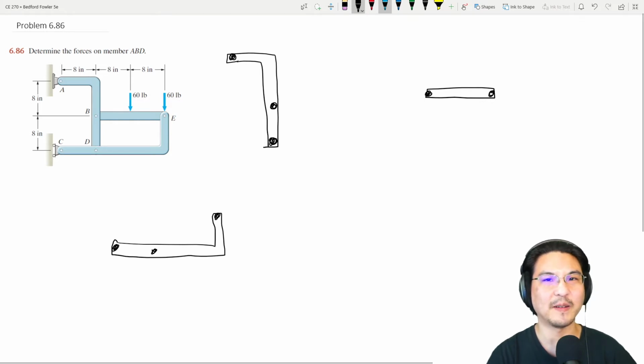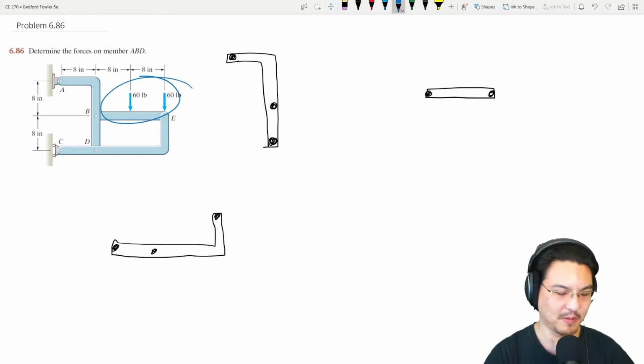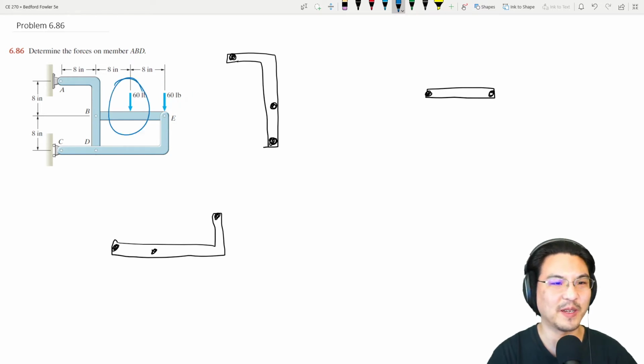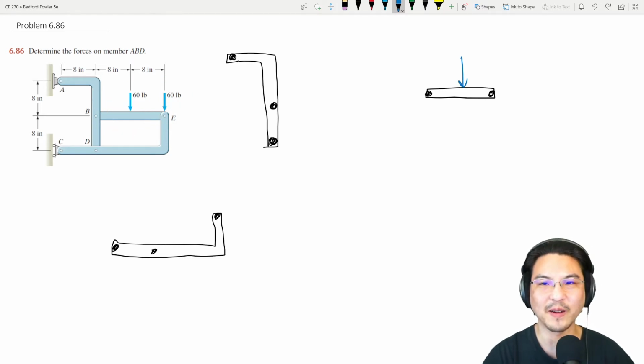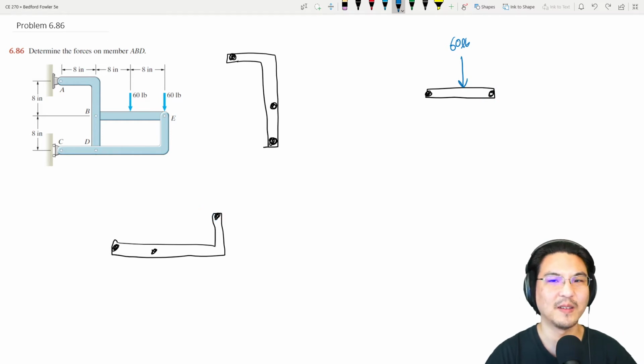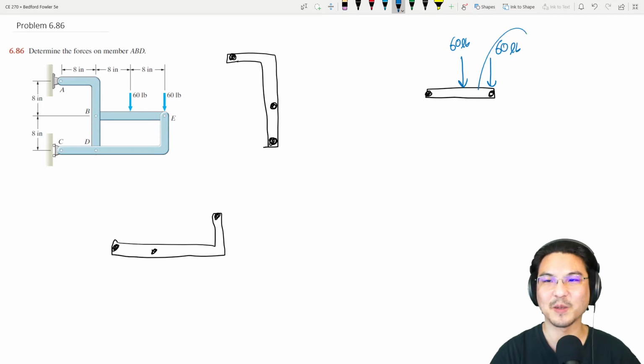Okay, and now there's the two loads. 60 pounds right here definitely goes right here. But where does this one go? It's acting at point E, which is here. So it's either here or here. You pick one or the other, not both, and you're fine. Whichever place you want to put it doesn't matter. You can put it here and you're good, or you can put it here and that's fine. Just pick one. Okay, so I'm just picking one.